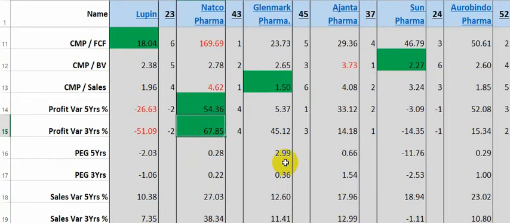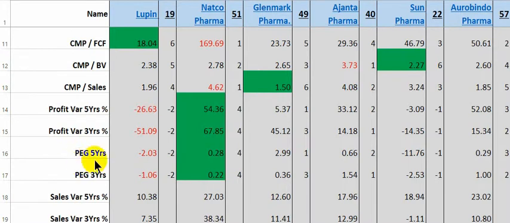Let us look at the other PEGs. Glenmark's PEG is 2.99 for 5 years and 0.36 for the last 3 years. This is better. Ajanta's PEGs are also better, at the borderline of 1.5 for the last 3 years. Sun Pharma's PEGs are negative, of course, because there is a fall in profit for both 5 years and 3 years. And Aurobindo's is in the benchmark of 0.2 and less than 1. So these are good values.